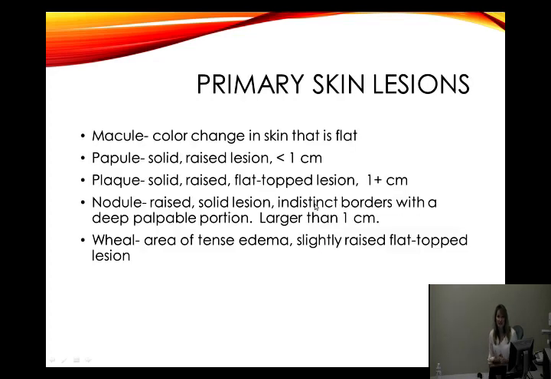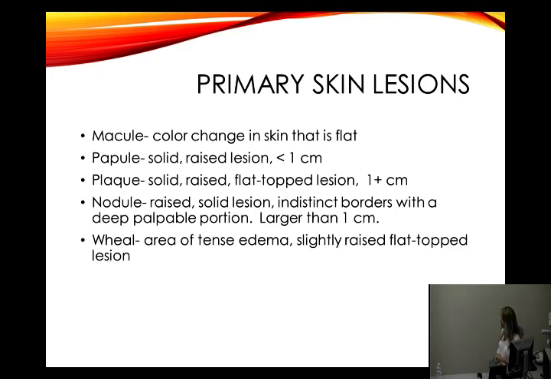So primary skin lesions. This is so important that the terms that you use in your physical exam assessment are the appropriate terms. So macule is used often. That is a flat lesion. So if you run your hand right across the skin, you don't feel any raise. That is usually less than 1 centimeter in size. A papule is also less than 1 centimeter in size, but it's raised. So if you run your hand across it, your hand actually raises up a little bit.